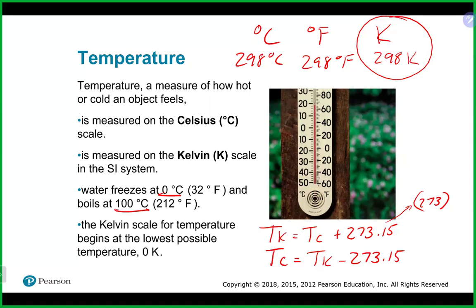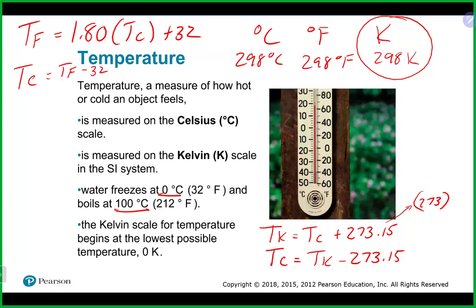In terms of converting between Celsius and Fahrenheit, you may be familiar with it. Temperature in Fahrenheit is equal to 1.8 times the temperature in Celsius plus 32. And the temperature in Celsius is the temperature in Fahrenheit minus 32, divided by 1.8. That 1.8, by the way, is maybe a fraction you learned when you were younger, 9 over 5. Same deal. You could use that as well if you like.